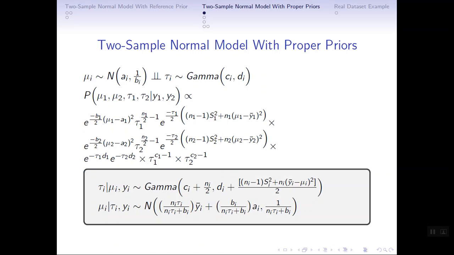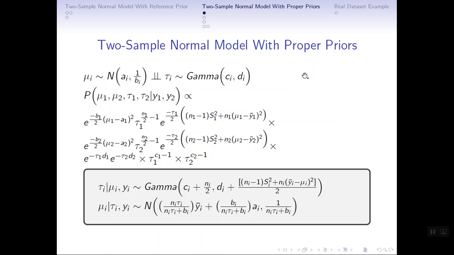Okay, and we also want to discuss the independent proper priors model. Okay, so let's consider mu to be normally distributed with the parameters a and 1 over b, and that's independent from tau, which follows the gamma distribution of c and d. And keep in mind again that we denote the two samples by i for i equals 1, 2. Then we could try to derive the posterior by multiplying the likelihoods times the priors as follows. It's this big equation right here.